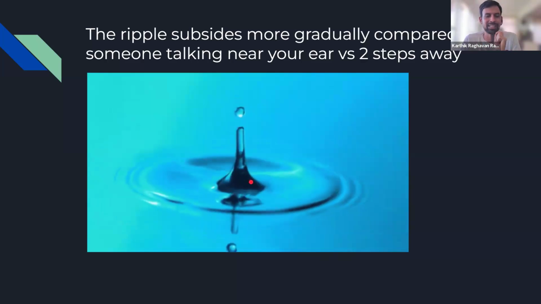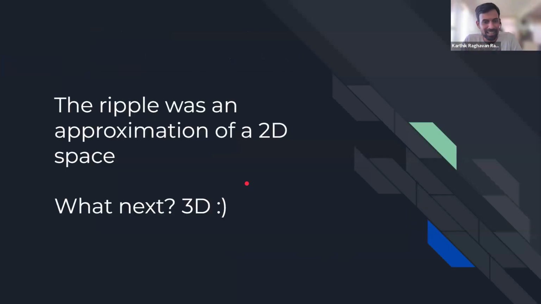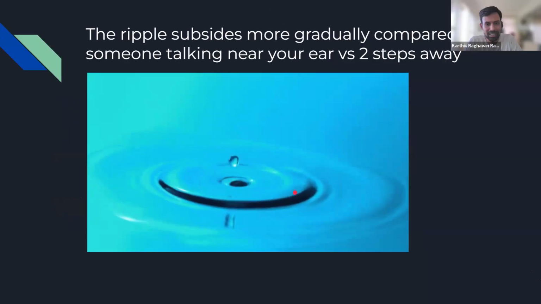That is 100% correct. The reason is that I chose a ripple because it is an approximation of a 2-dimensional space as against a 3-dimensional space. So in 3-dimensional space, you have length, height, width, and depth, right? But in a 2-dimensional space, you only have length and breadth, only 2 things.